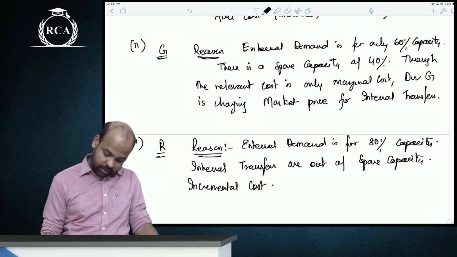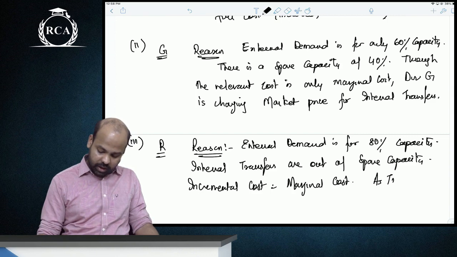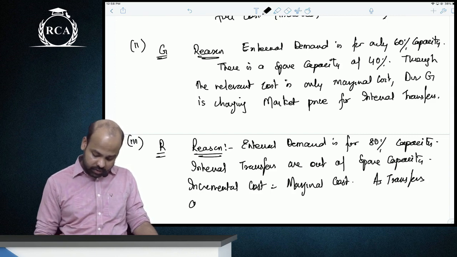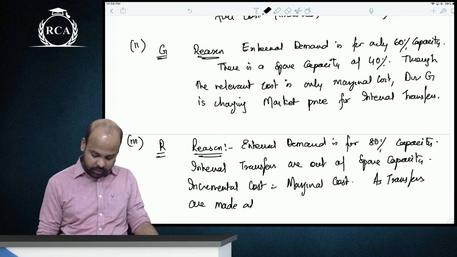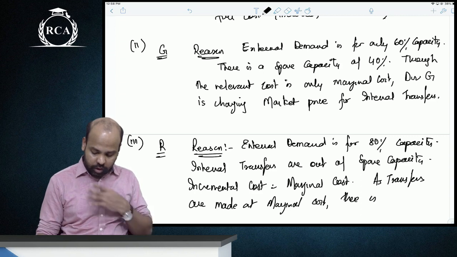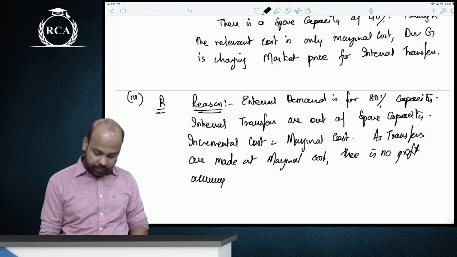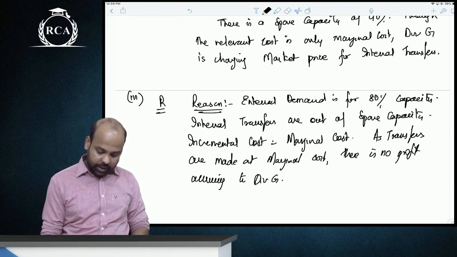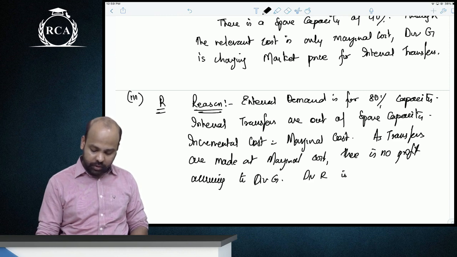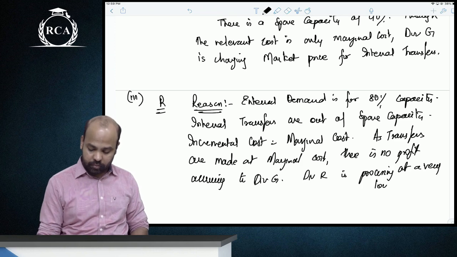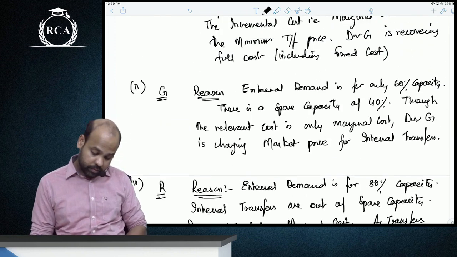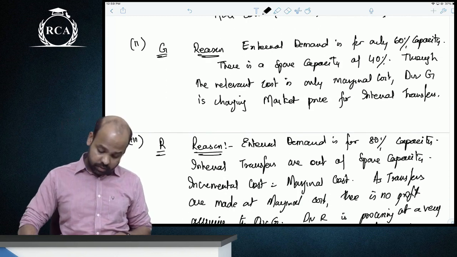Incremental cost is marginal cost, as transfers are made at marginal cost only. There is no profit accruing to division G. Division R, beta, is procuring at a very low price. Division G, guys, here, and division R.